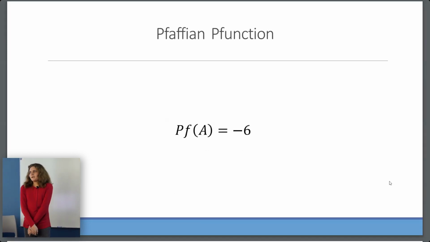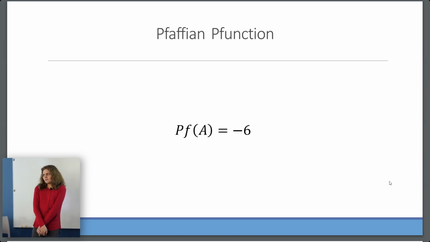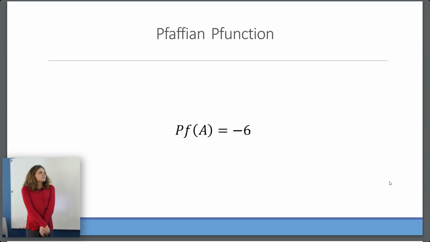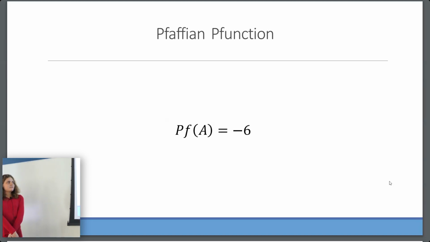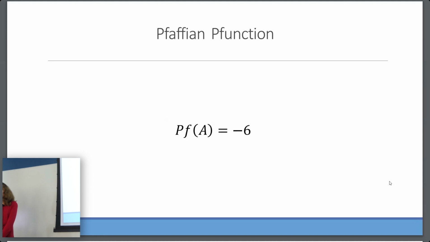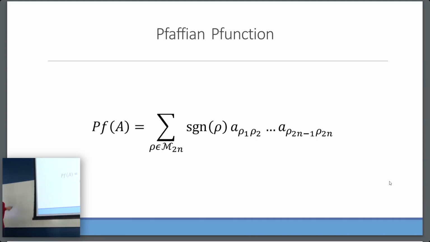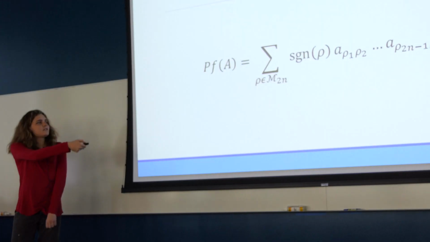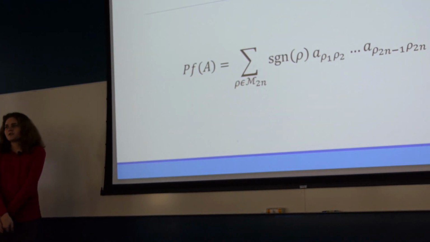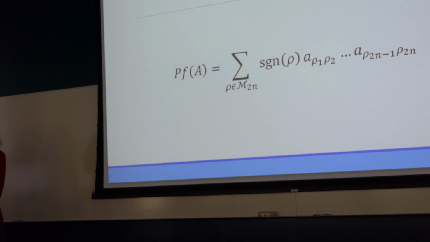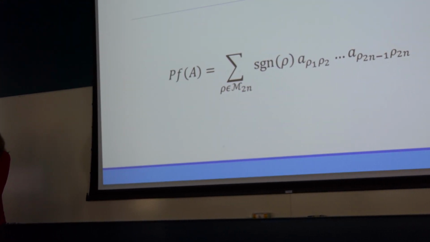So I mentioned earlier that Pfaffians are a function defined on skew-symmetric matrices. And what this means is you take a skew-symmetric matrix like A, you plug it into the Pfaffian function, and it gives you a number. Here's what the Pfaffian function actually does. There's kind of a lot of stuff going on here, but the important thing to note, it is a summation. The Pfaffian function is the sum of a bunch of different things. What is the sum of specifically?